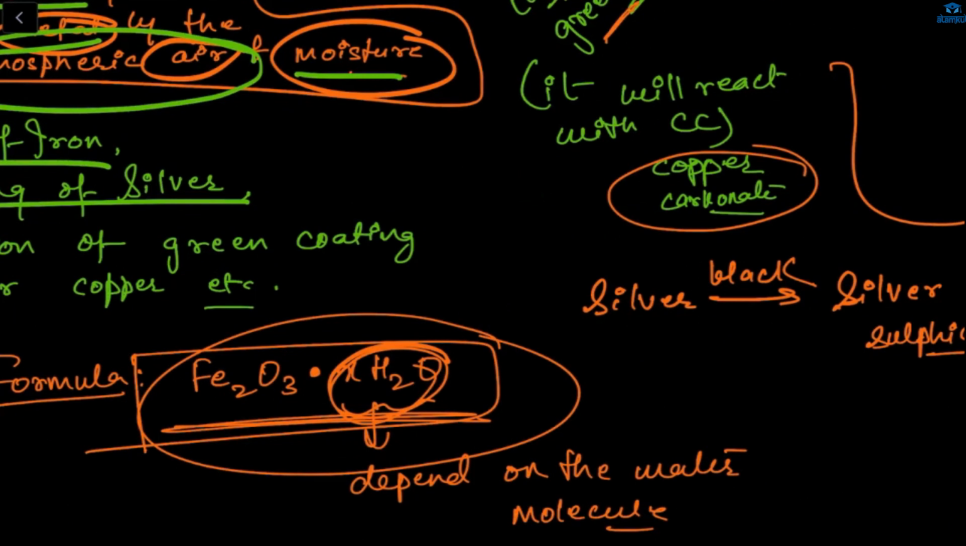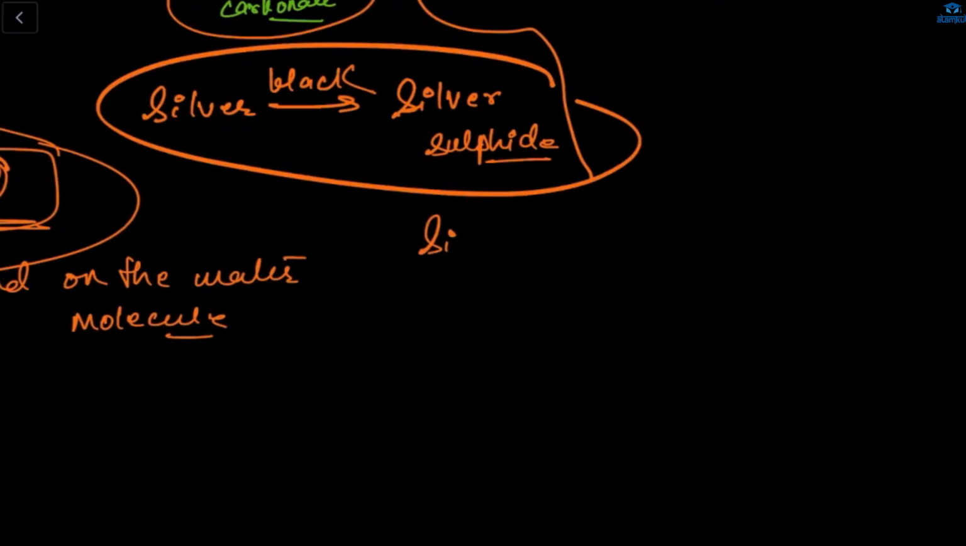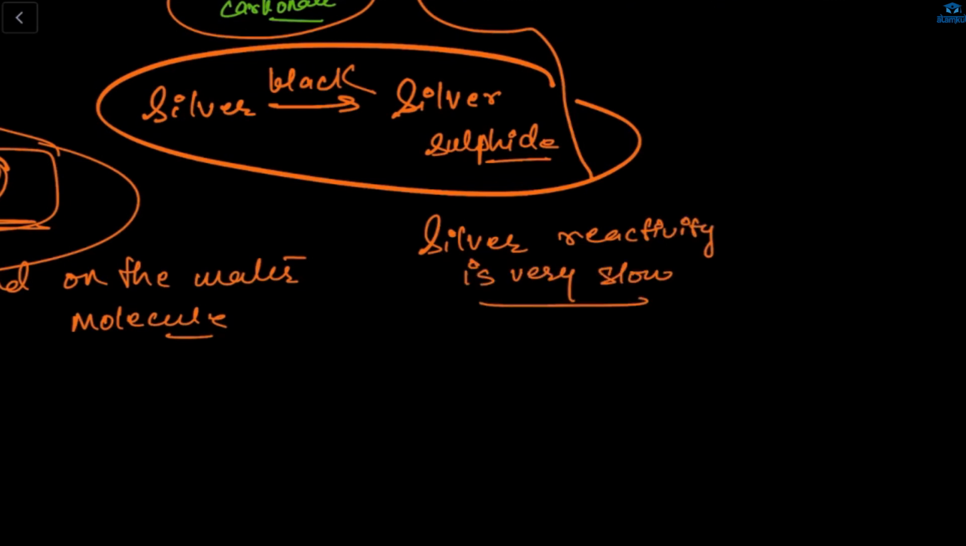Now see, in silver jewelry also we see that it becomes black after one or two years, because the reactivity of silver is very slow. Silver reactivity is very slow. Okay, just a second.